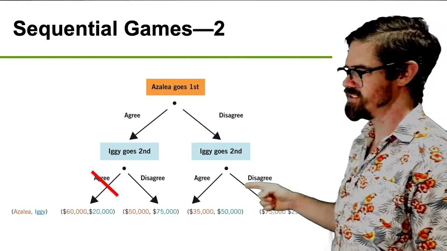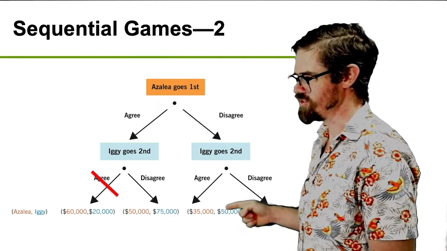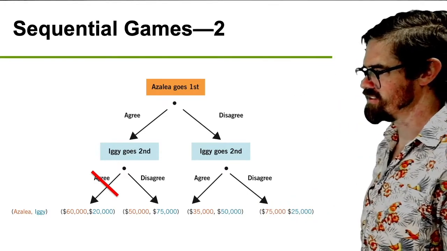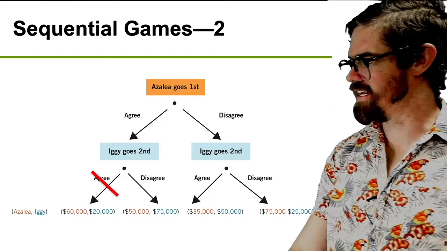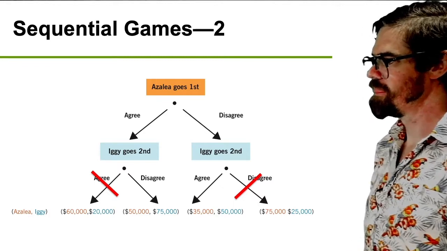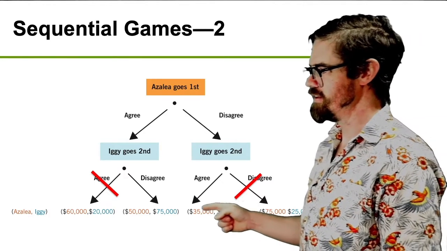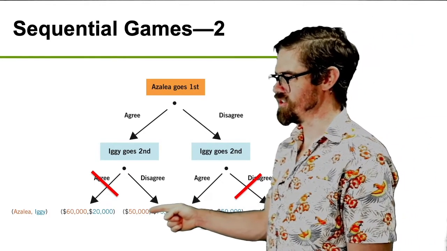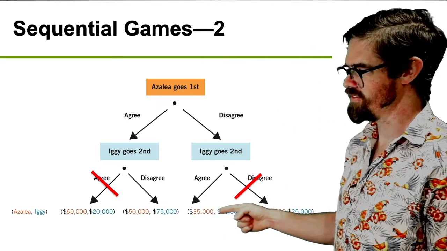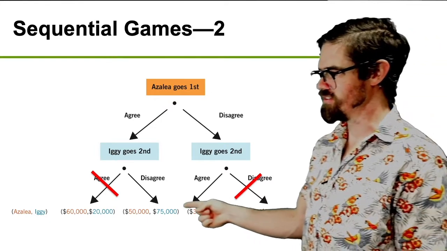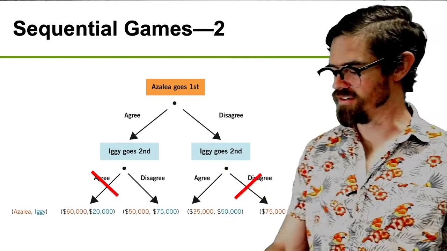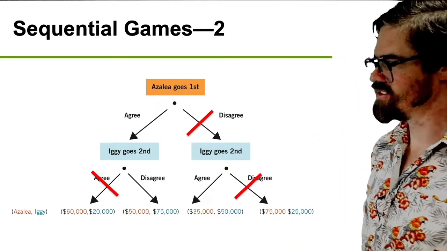What if Azalea instead chose disagree? Well, in that case, she knows that Iggy would choose to agree because $50,000 is better than $25,000. So in that case, disagree for Iggy is eliminated over here. Azalea knows that if she chose to agree, she would get 50,000. If she chose to disagree, she'd get 35,000. So what does she want to do? Obviously, 50,000 is better than 35,000. So for Azalea, disagree is eliminated.